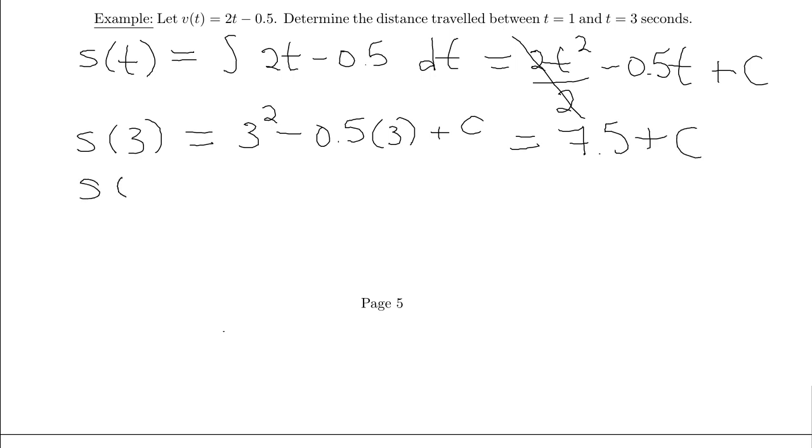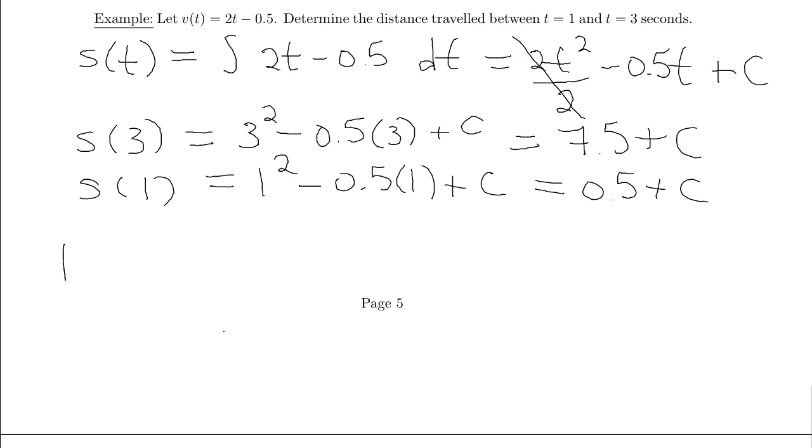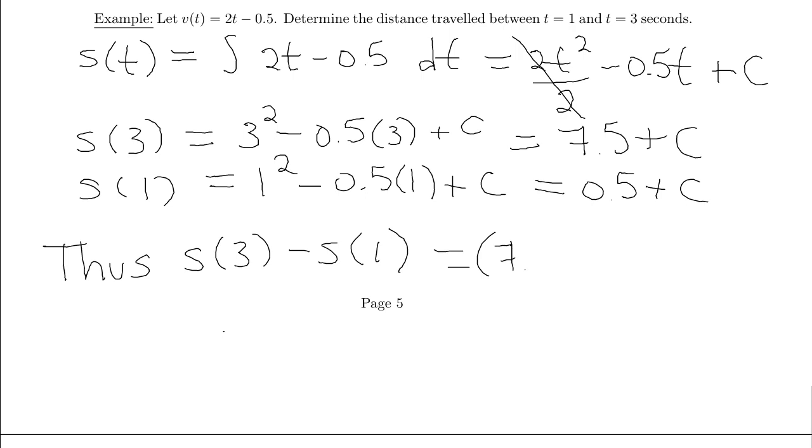S of 1. We plug in 1 into our function, so 1 squared minus 0.5 times 1 plus a constant, and we end up with 0.5 plus c. And so if we want to compute the total distance traveled, we would take s of 3 minus s of 1, and we end up with 7.5 plus c minus 0.5 plus c, which is equal to 7. Okay, so that's our example. That's one way of approaching it.